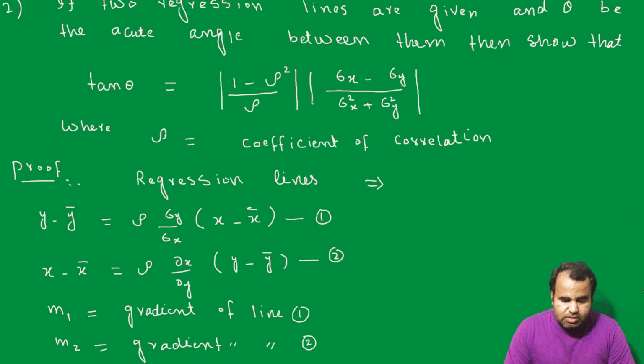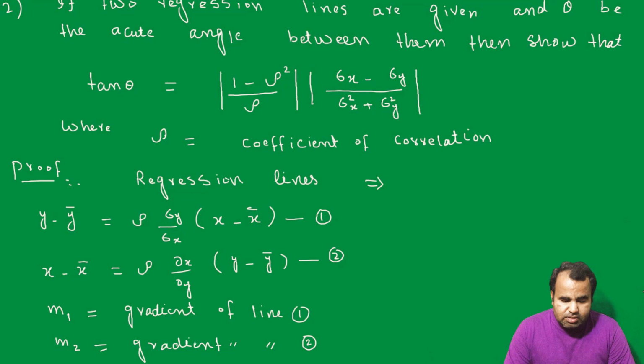This is equal to rho minus, because we are taking common over here. What are we taking common? We are taking sigma y over sigma x from the numerator common, and here we are left with only rho minus 1 over rho. Similarly, in the denominator, we can write sigma x square plus sigma y square divided by sigma x square, and this is equal to rho square minus 1 divided by rho. After simplifying, we will get sigma x minus sigma y divided by sigma x square plus sigma y square, and we have proved this result.